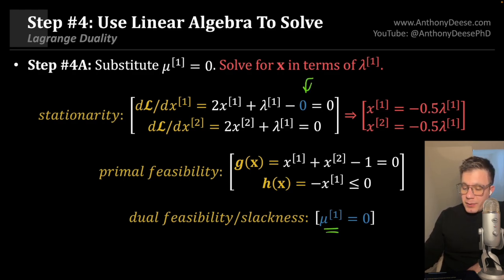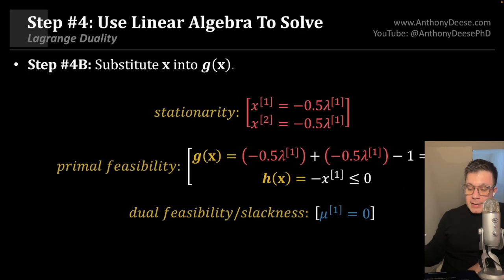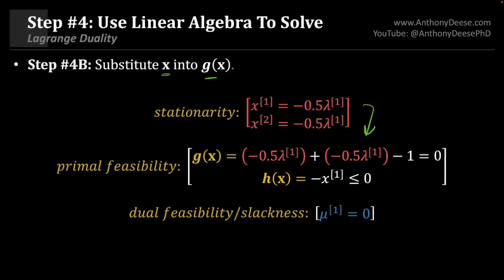That leaves us with 2 linear algebraic expressions in terms of 2 variables. Actually, no, it doesn't. I apologize. It's 3 variables, but we can still solve for x1 and x2 in terms of lambda. So we end up with x1 is equal to negative 0.5 lambda, x2 is equal to negative 0.5 lambda. So we know that those values will be equal to one another, x1 and x2. Next, we can substitute those values into g of x. So not to be repetitive, but a lot of this is just applying your algebra skills.